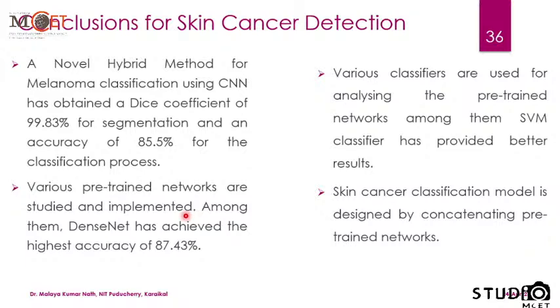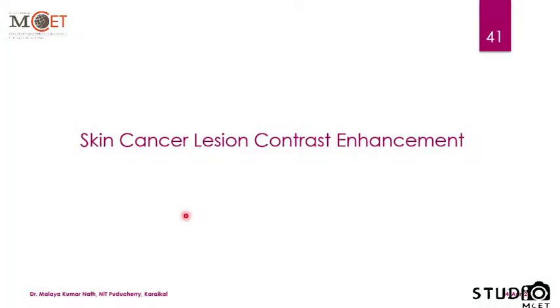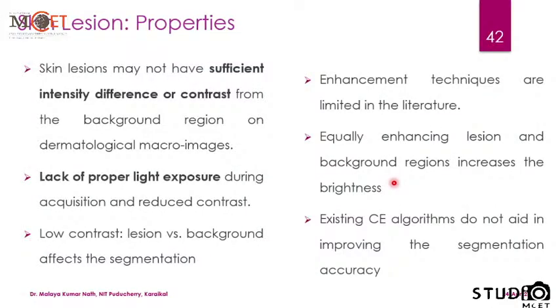In pre-processing, we try to enhance the contrast with the help of a deep neural network algorithm. In the second case, we try to localize the skin cancer lesion from the skin cancer images or the macro images. So the first work that we have tried to improve the classification accuracy by using a pre-processing step is known as lesion contrast enhancement. How will the lesion contrast enhancement improve our work of classification? What is the importance of contrast enhancement?